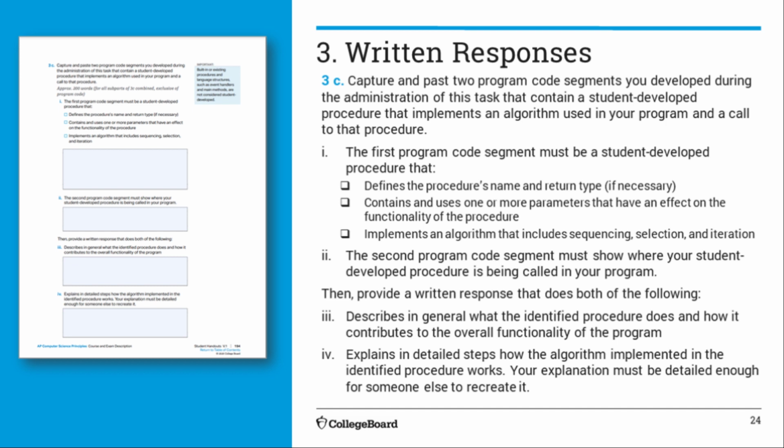The second program code segment that you are going to submit is an example of how this procedure is being called in your program. Like I said, it is only useful if you're actually calling it. And then you're going to write a written response that describes in general what the identified procedure does and how it contributes to the overall functionality, and then explain in detailed steps how the algorithm within that procedure works. Your explanation has to be detailed enough for someone else to recreate it.